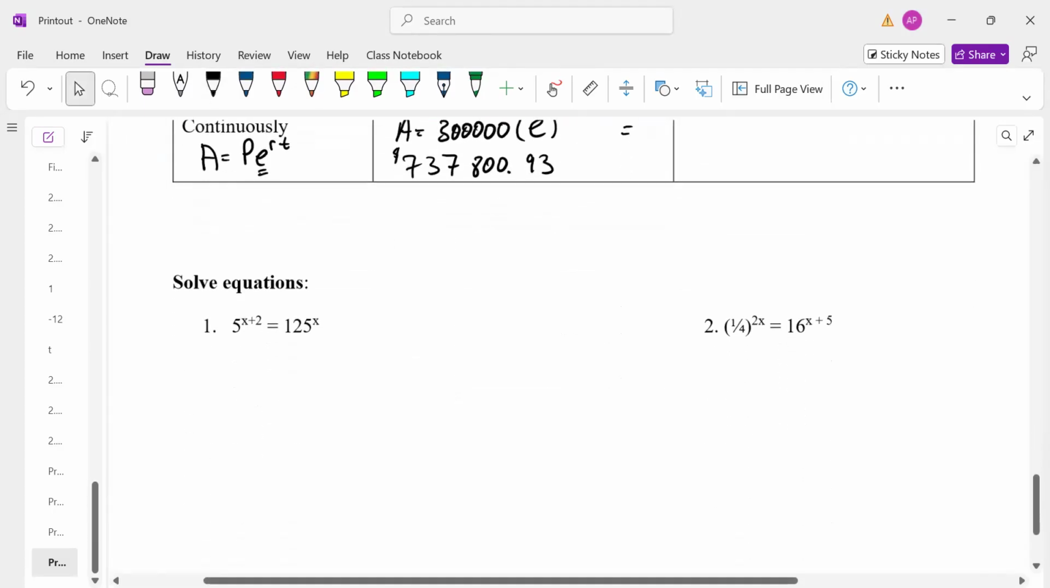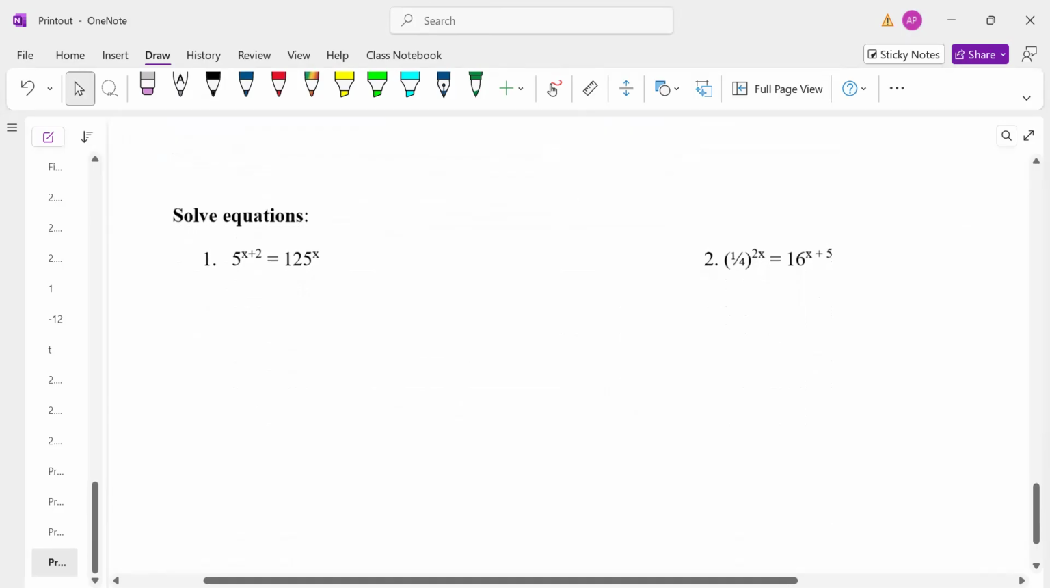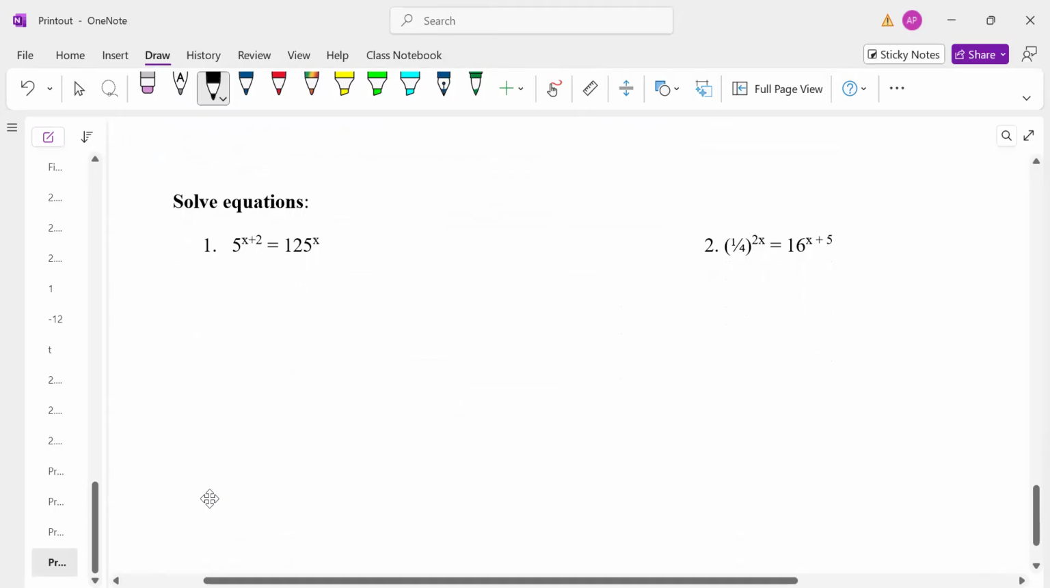All right, finally, the last thing we're going to do is talk about solving exponential equations. For exponential equations, we're going to use something called the one-to-one property.